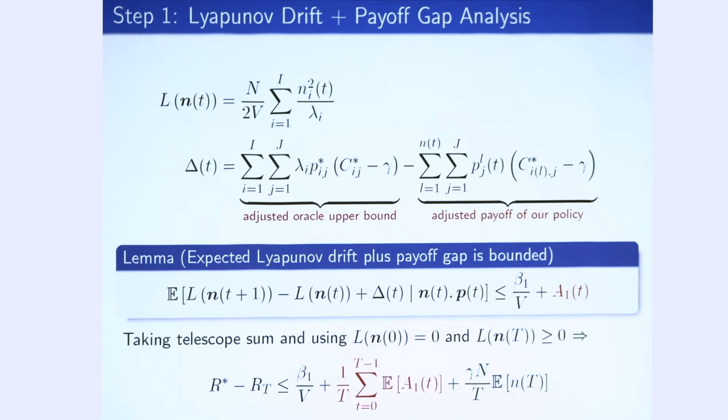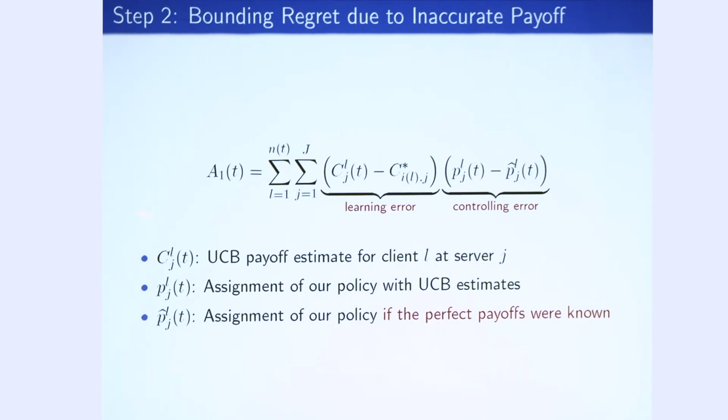So now the remaining thing is just to bound this average payoff. So what's this A1t? This A1t actually can be viewed as a product of two errors. The first error is the learning error. That's the difference between the UCB estimator and the true payoff. The second term, we call it the controlling error, because that's the difference between the assignment of our policy and the assignment of our policy if the true payoff were known. Okay. So this A1t is just the product of these two errors.